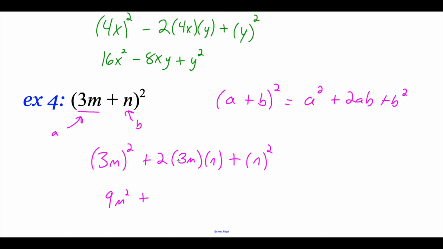In the middle, 2 times 3 is 6. I can't really multiply m and n together, so I'm just going to leave it as mn. And then on the back end, when we take this n and square it, we just get n squared. So we get 9m squared plus 6mn plus n squared as our final answer on this one.